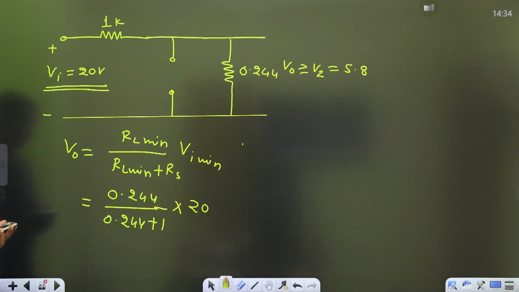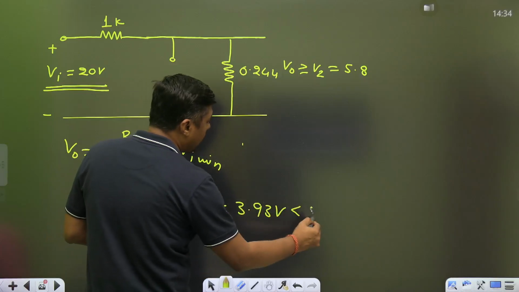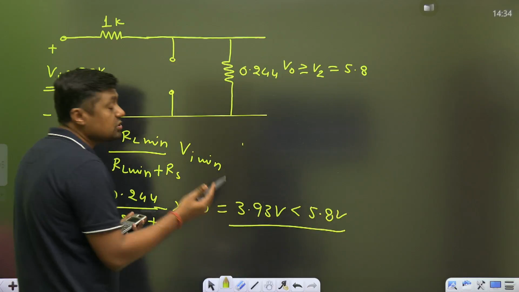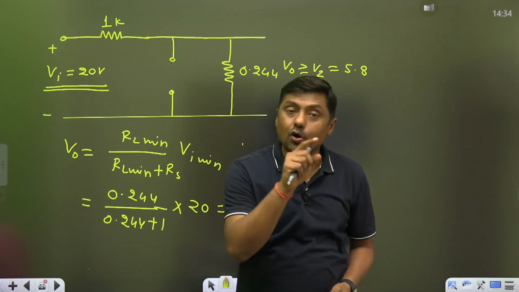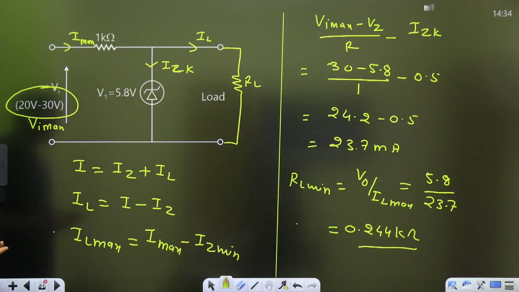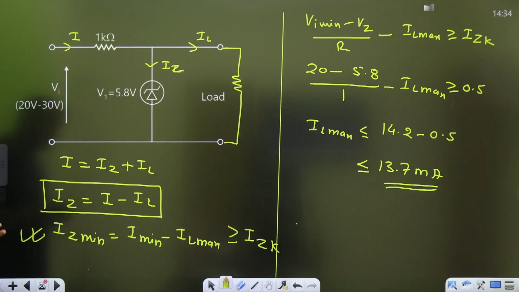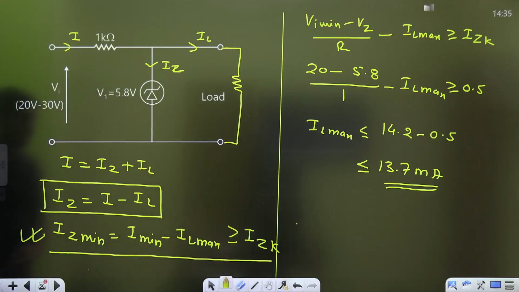Guys, it is a very small value, only 3.93 volt, which is less than 5.8 volt. Therefore, the Zener diode is not in the breakdown region, and that's why this answer is wrong. So always remember, for the full range of Vi and the full range of RL, the Zener diode should be in the breakdown region. In my theory, I have already explained why this formula is very important. So everyone, please try to use this formula and solve all the questions with it. You will always get the right answer.